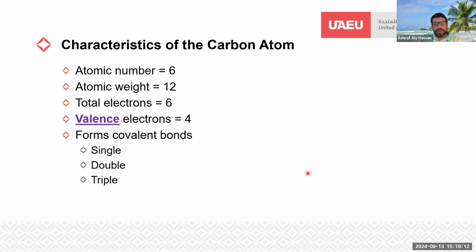So the carbon atom can have, with another carbon, one bond, and that will be a single bond. It can have 2 bonds, if we add another one here, or it can have also a triple bond, if we add another one.